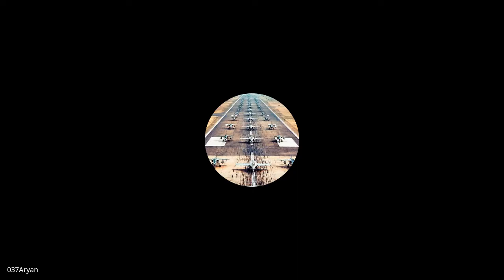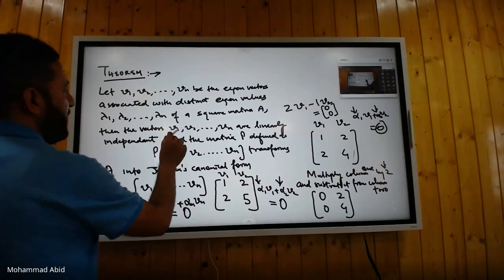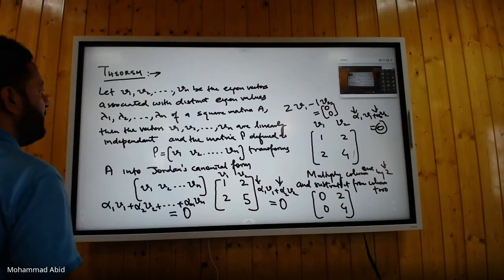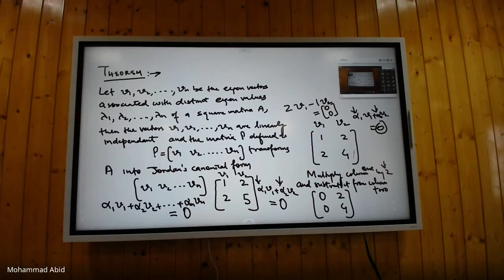Is that clear to you? Yes, sir. Okay. So here also we will use the same logic. We have this set of vectors, which are the eigenvectors of matrix A associated with the eigenvalues lambda 1, lambda 2 up to lambda n. I have to prove that these vectors are linearly independent.